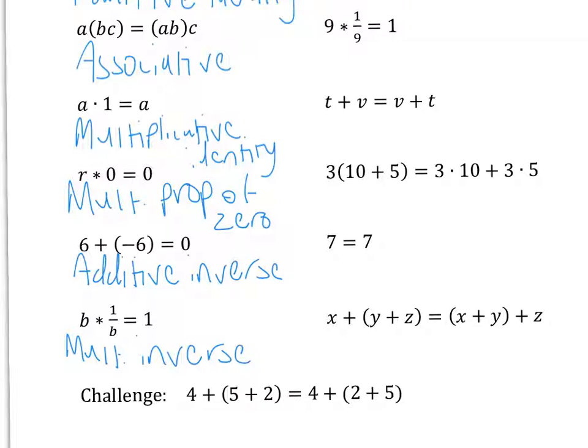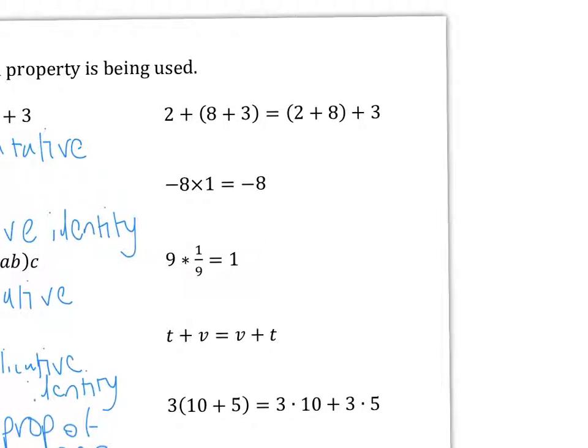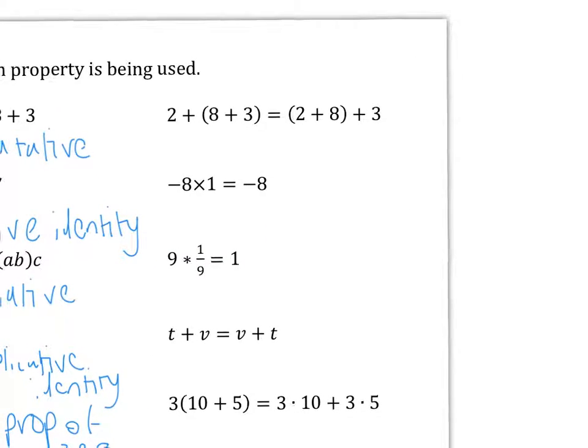Now let's look at the next row here. I see 2 times, in parentheses, 8 times 3 equals 2 times 8, times 3. So I'm just shifting the parentheses again, so this would be the associative property. Negative 8 times 1 equals negative 8. So I'm getting the number back itself. So this is the multiplicative identity.